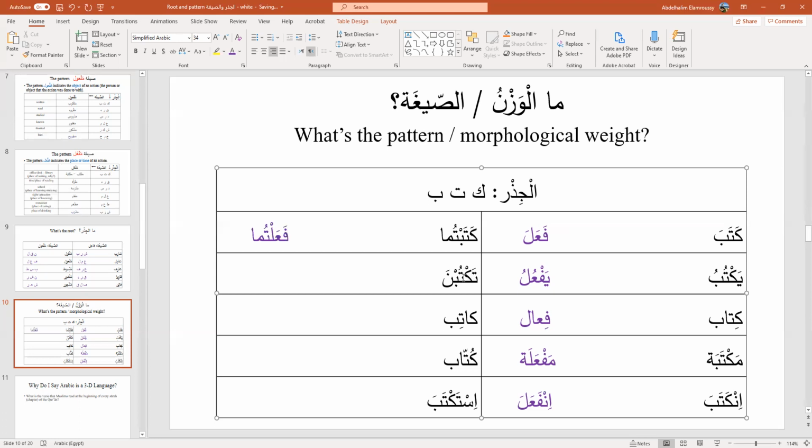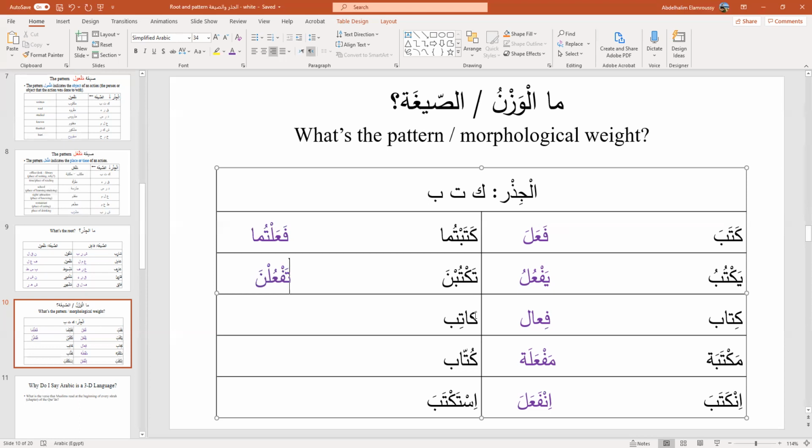تكتبنا. So again, replace the kaf, which is R1, with the fa. Replace the ta, which is R2, with the ayn. Replace the ba, which is R3, with the lam, and then everything else stays as it is. The ta at the beginning and the fatha, the sukun, the dhamma, the sukun, and the noon with the fatha, they all stay as they are. So تكتبنا, تفعلنا.